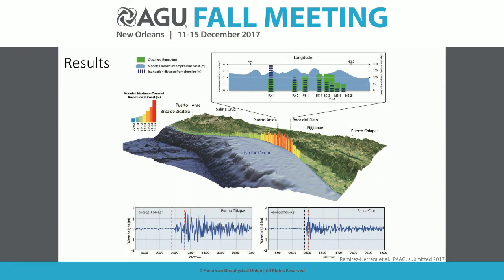What you see in colors from greenish to reddish is the model maximum tsunami amplitude at the coast. And that's what we use to go to the field, and we try to focus in this area that had the maximum model amplitudes. And those were close to between the longitudes 94 and 93.5.